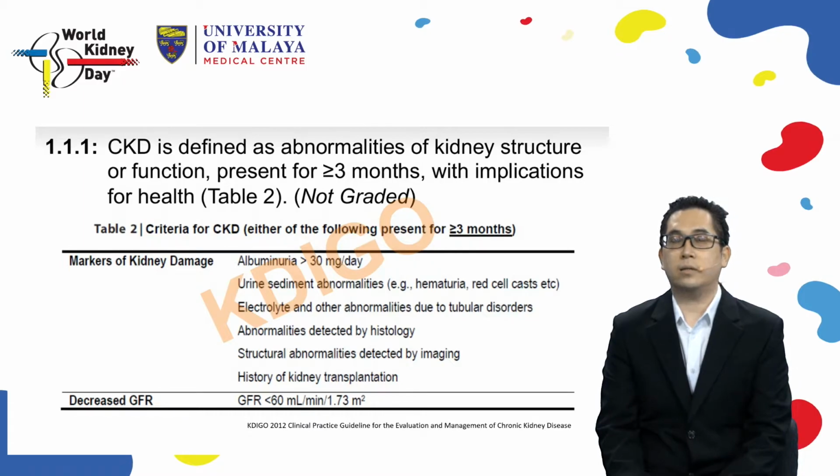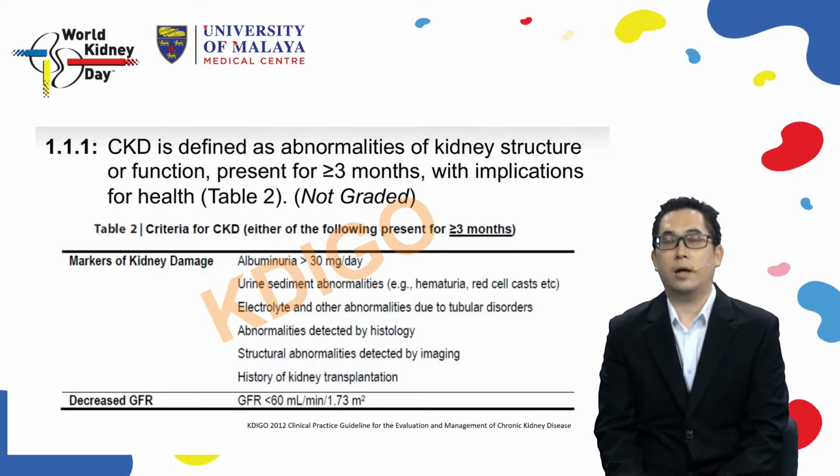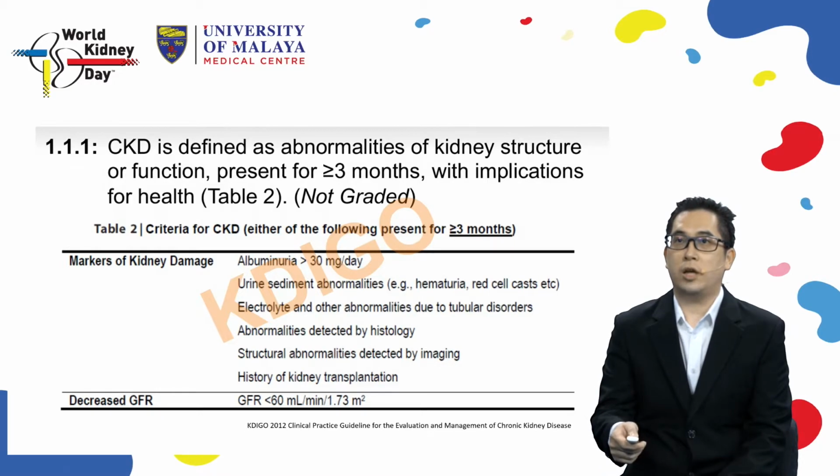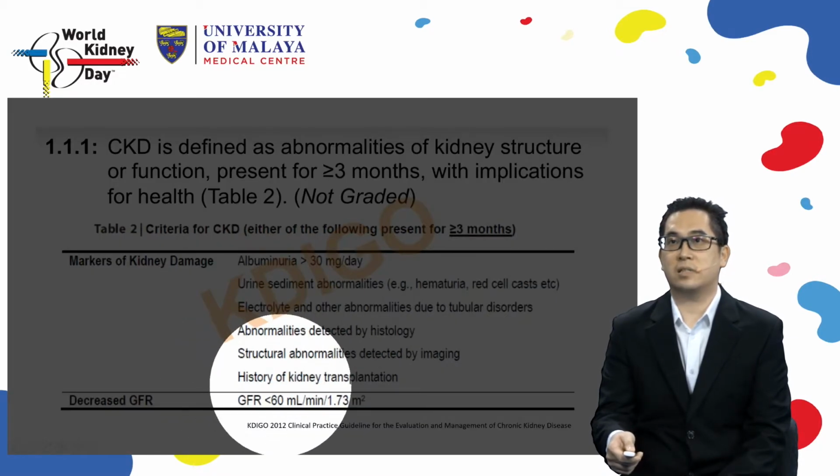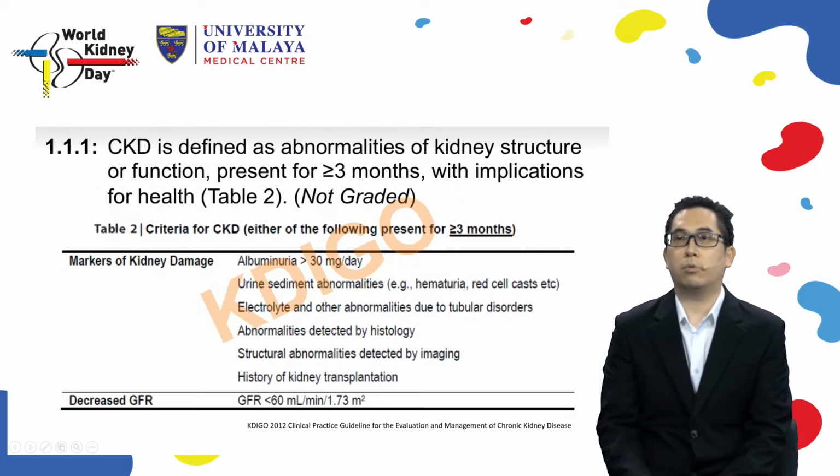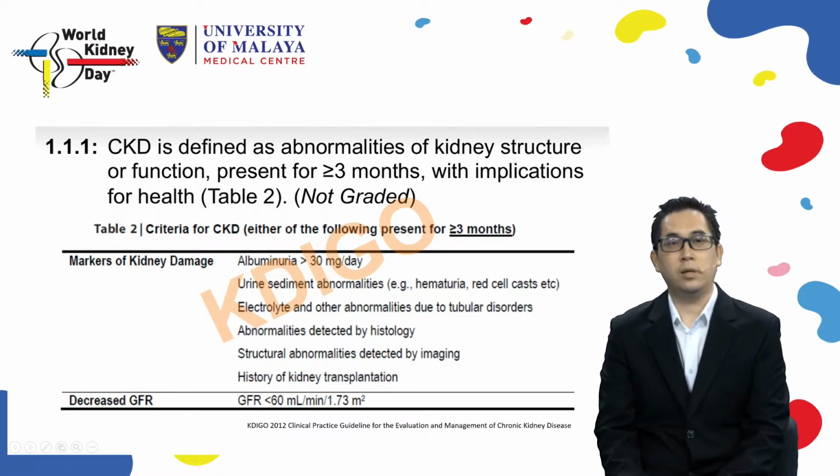The second area that defines CKD is a function decrease, where we use glomerular filtration rate or GFR, and this is defined as a GFR of less than 60 mL per minute, or equivalent to CKD 3 or below.